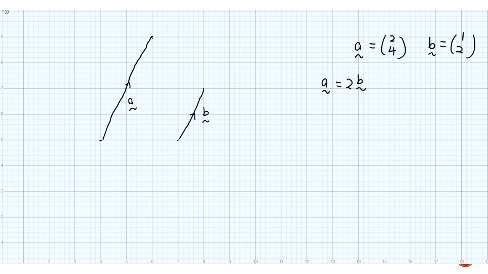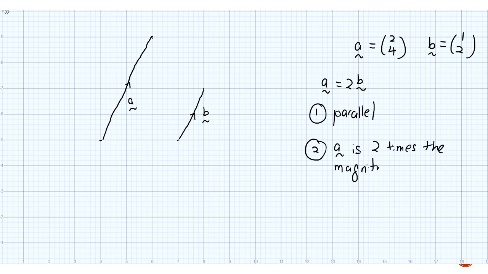So when vector A is equal to 2 times vector B, the vectors must be parallel, and vector A is 2 times the magnitude of vector B.